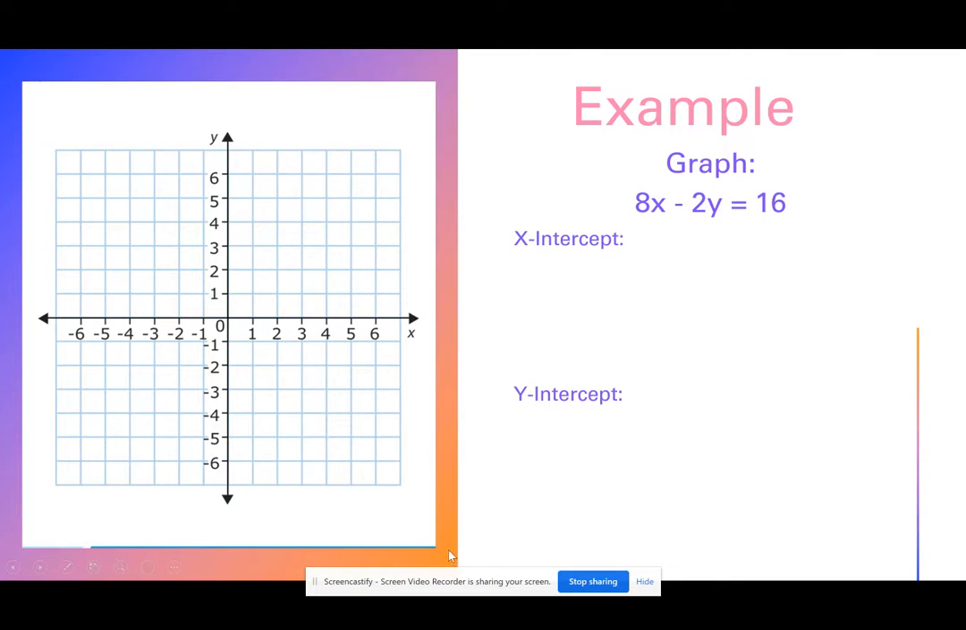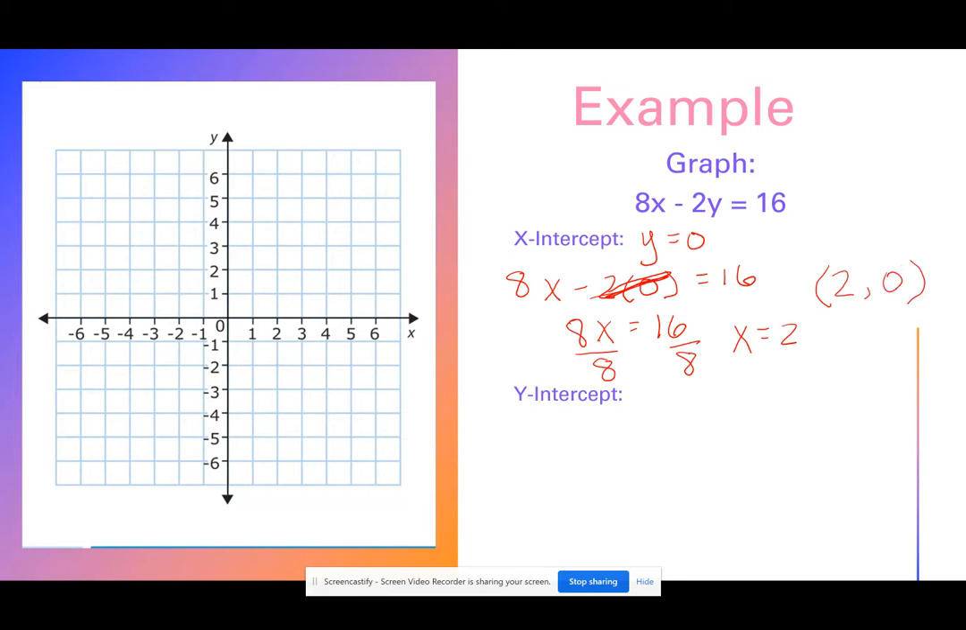So for an example, we have 8x minus 2y equals 16. To find the x-intercept, y equals 0. So we have 8x minus 2 times 0 equals 16. Since this is 0, it just goes away. So we get 8x equals 16. You solve for x, so we just divide by 8. So x equals 2. This means that our coordinate becomes 2, 0.